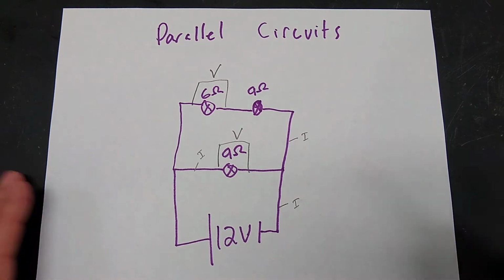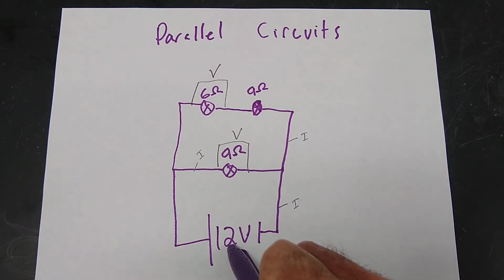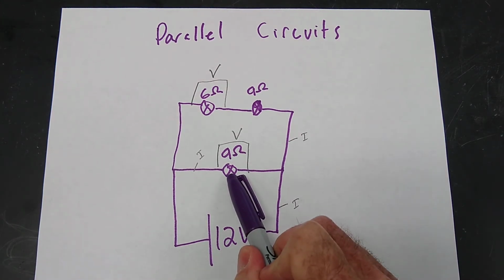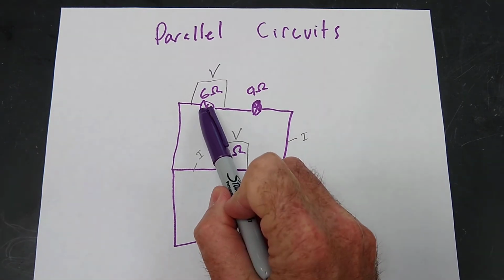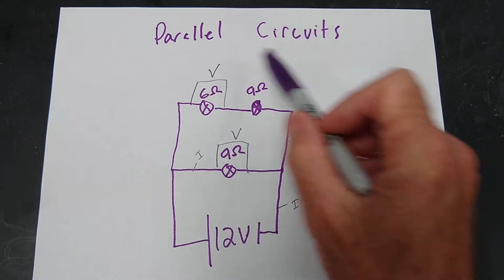You can freeze this on your screen to do your math. You can copy it. We have a 12-volt source. We have a 9-ohm resistor here. It could be a light bulb. It could be anything. Then we have a 6-ohm resistor and a 9-ohm resistor. I want to know all of these questions.